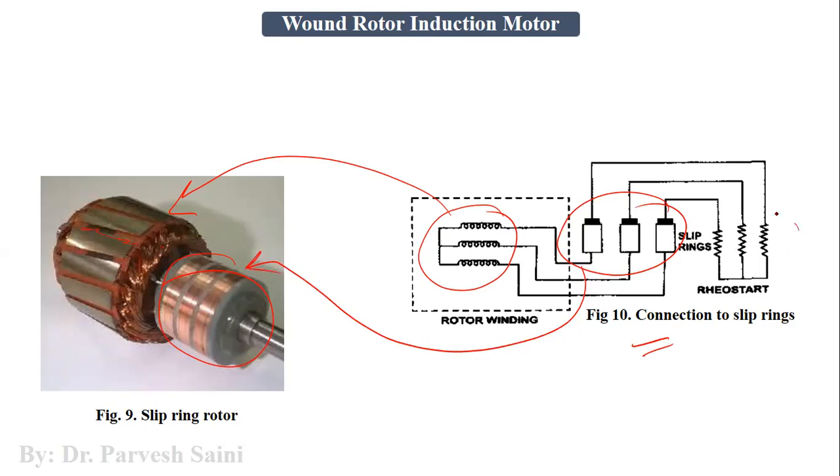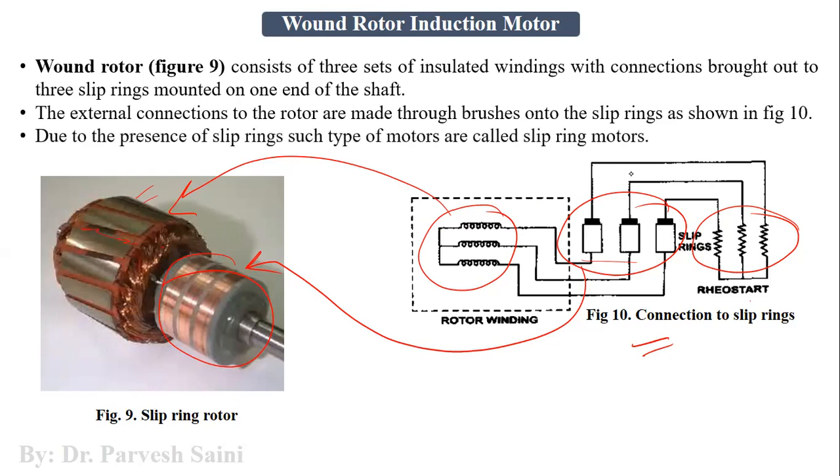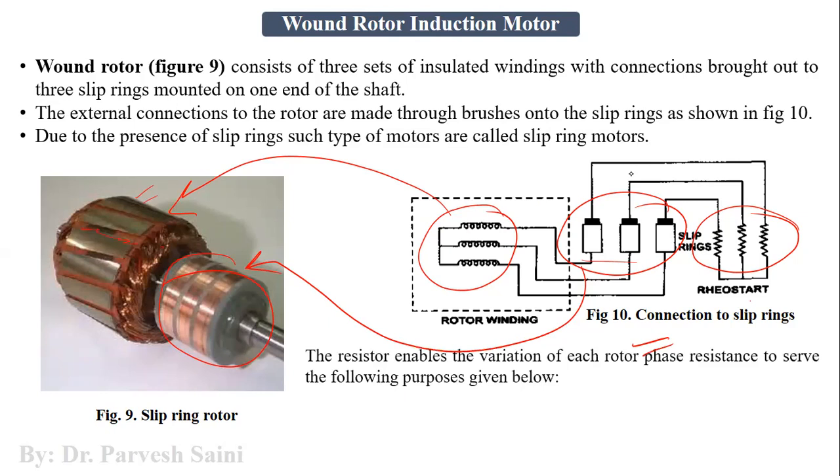Now these slip rings are connected to the rheostat because it is a three-phase induction motor. So we need a three-phase resistor or three-phase resistance or rheostat basically, so that we can connect all these three-phase windings to this rheostat through slip rings, right? Because it has slip rings, that is why we call it a slip ring induction motor. Now these resistances serve a purpose here. Why do we have these resistances here?